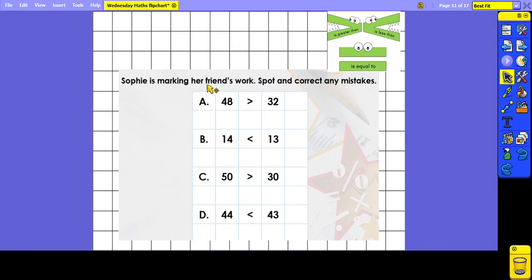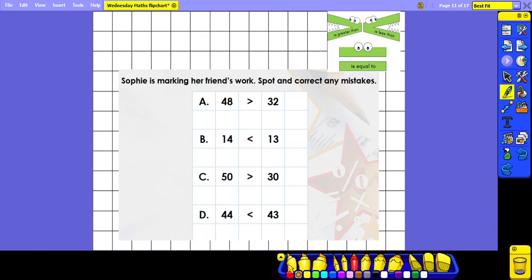Sophie is marking her friend's work. Spot and correct any mistakes. So for A, she has written 48 is greater than 32. And that is correct, so we don't need to change that one. For question B, she has written 14 is less than 13. Now we know that there is a mistake because 14 is greater than 13. Okay, so she's drawn her symbol the wrong way round.